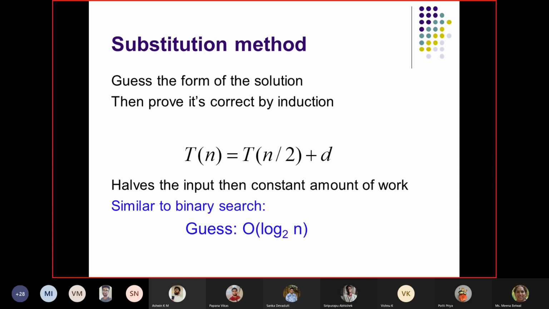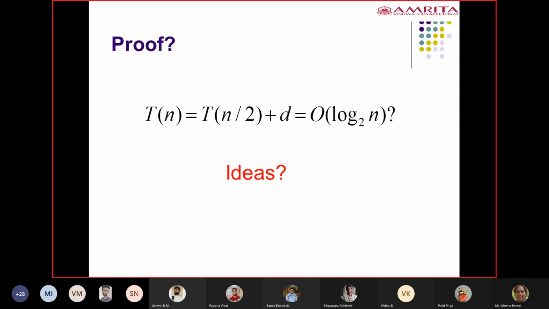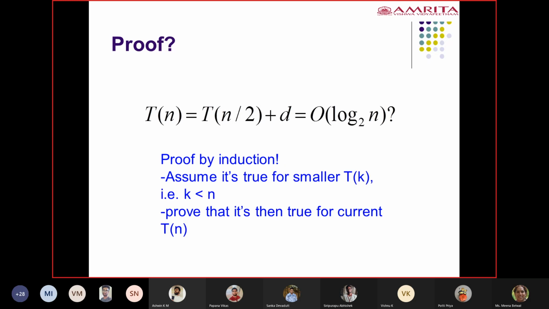Okay, so we say that O(log n) could be the complexity. So now I must prove it. What do I have to prove? I have to prove that T(n) = T(n/2) + d should be O(log n) base 2. So what is the idea? The idea is we might prove it by induction.